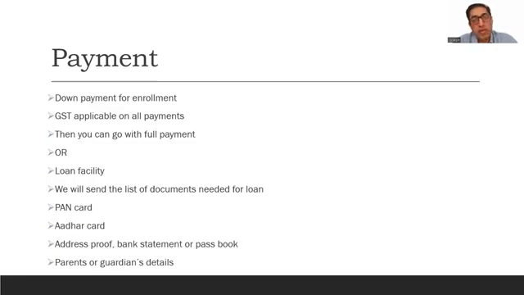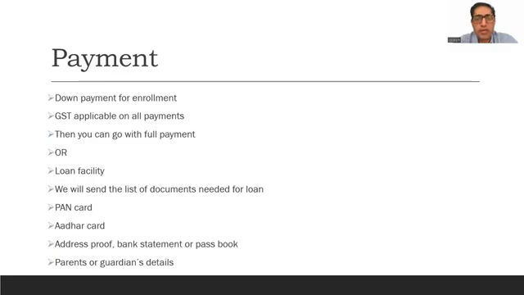Whatever is the amount, first your down payment, then the balance amount in 2 EMIs. The amount will be disclosed to you by your seniors, okay? So that you can write and keep in front of you. If the student is going for a loan, then down payment, and after that, the loan company will take over.